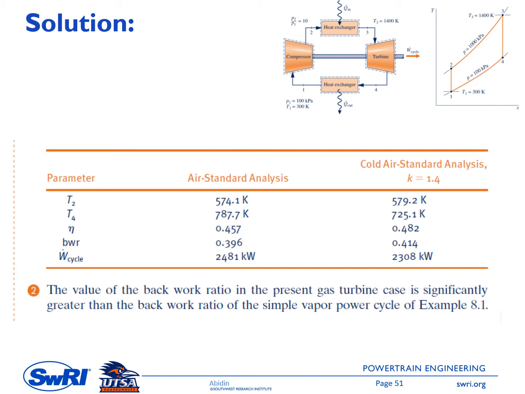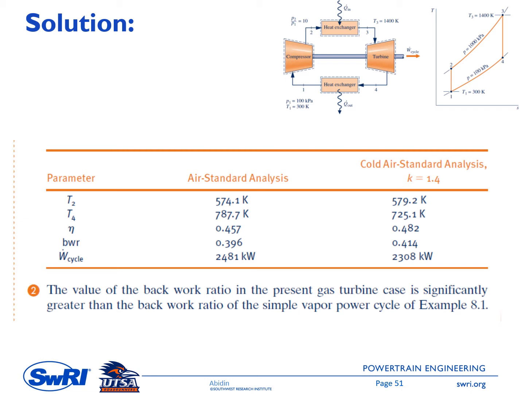This table is showing the comparison between the air standard analysis result that we looked at in the previous slide and the result with a cold air standard analysis. So in this cold air standard analysis, we assume that Cp and Cv and k are constant. In this case, we use k equal to 1.4. Okay, if you use this assumption, so cold air standard analysis.